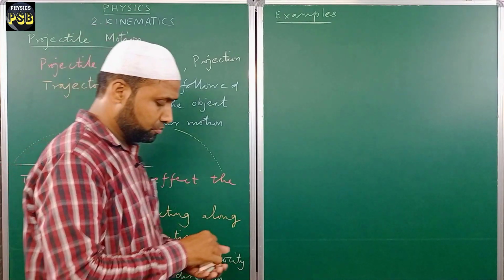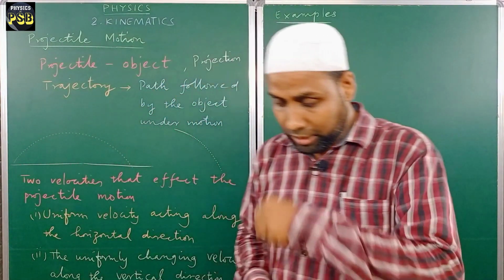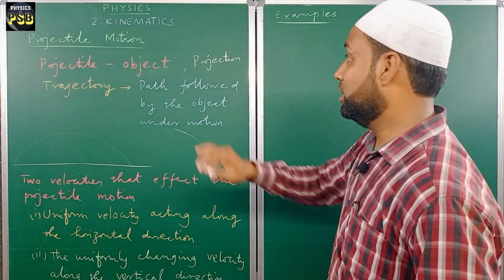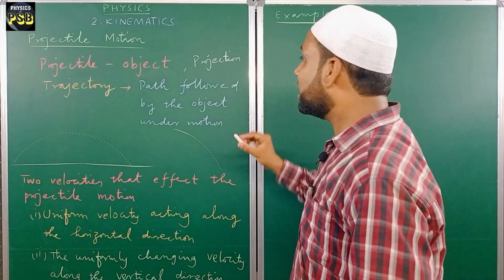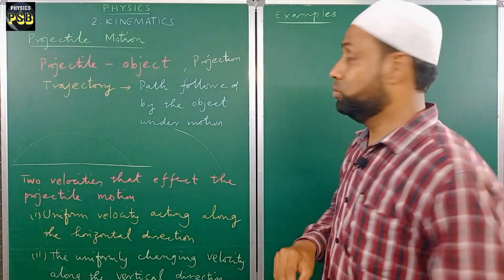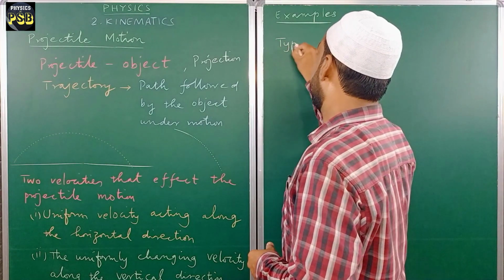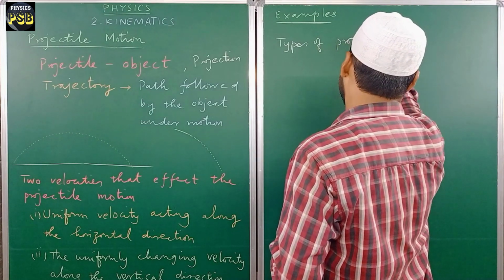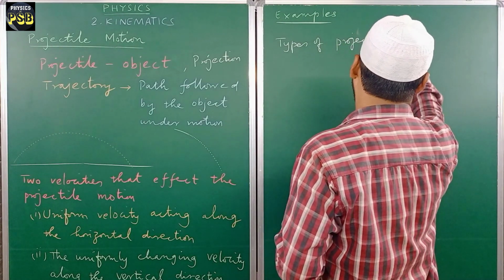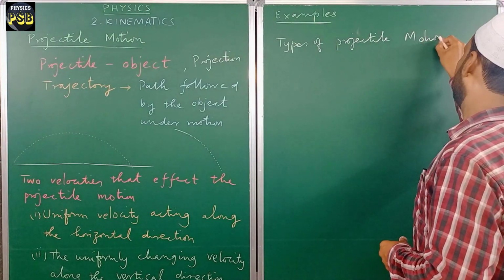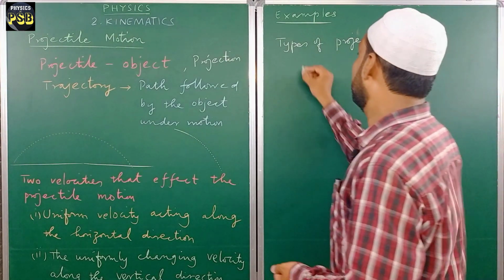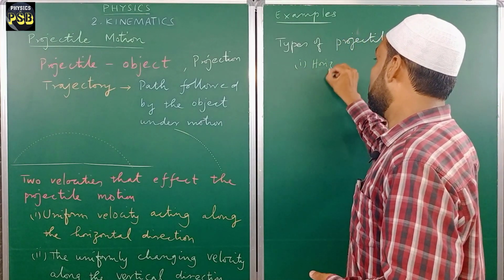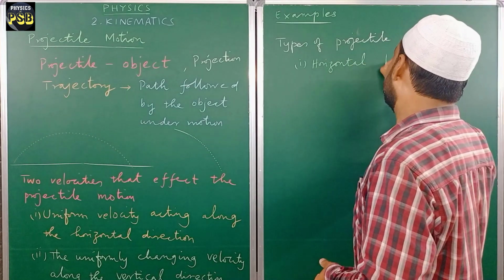Apart from this, certain information that you need to know about projectile is this. We can classify projectile motion into two types of projectile motion. What are they? The first one is horizontal projection.